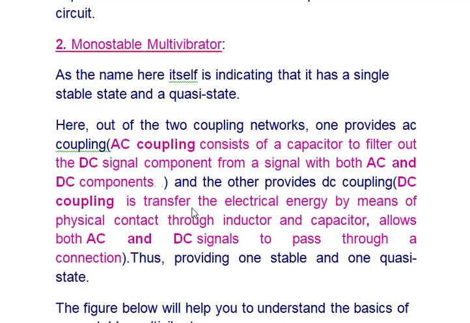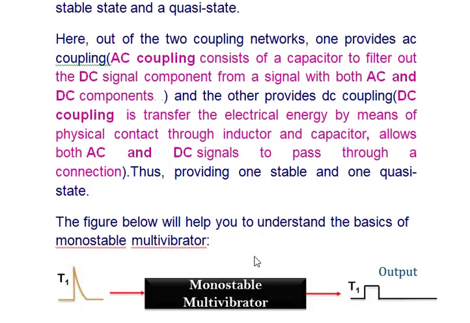The other provides DC coupling. What is DC coupling? DC coupling transfers the electrical energy, that is from the battery, by means of physical contact, that is by using the connecting wires through the inductor and capacitor. It allows both AC and DC signals to pass through this connection. Thus, the monostable multivibrator provides one stable state and one temporary state.